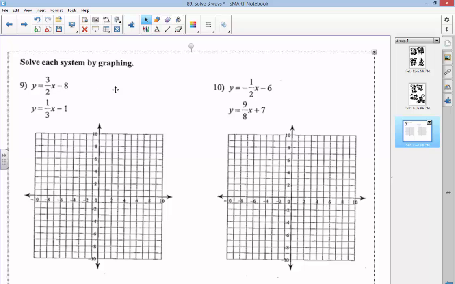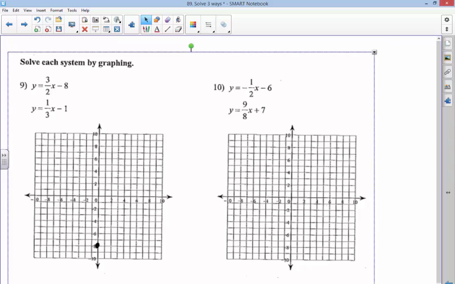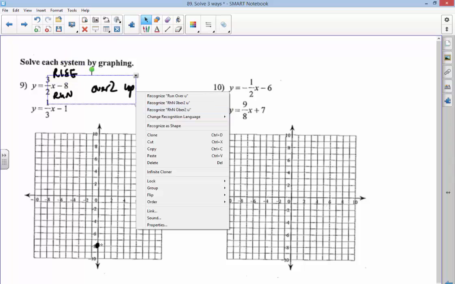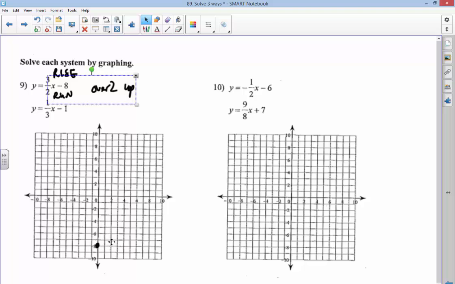Now, you could make a table, or you could just do what we've been doing with graphing. So negative 8 means you're going to start down here at negative 8. That's the y-intercept, the b. And then this is your rise, and this is your run. So you're going to go over 2, up 3. Put a dot. Over 2, up 3, and keep putting a dot each time. You can also go back 2, down 3, but it will be off the graph.